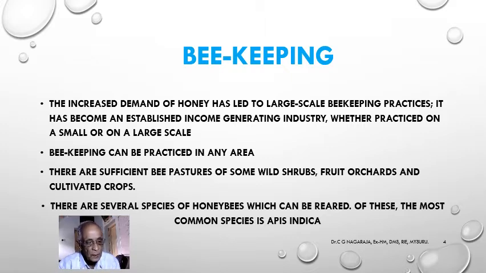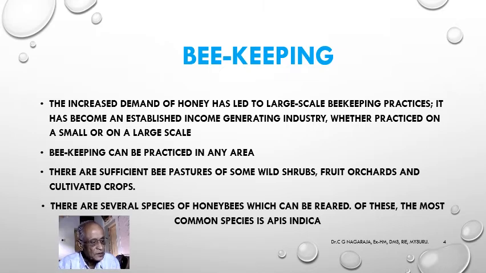Beekeeping can be practiced in any area, as it says. It may be a small area. Yes, a small area is enough to produce a large amount of honey. There are sufficient bee pastures. Pastures refers to the area where bees can have their food. Their food is the nectar. Nectar comes from the plants, and the plants are grown in the fields.